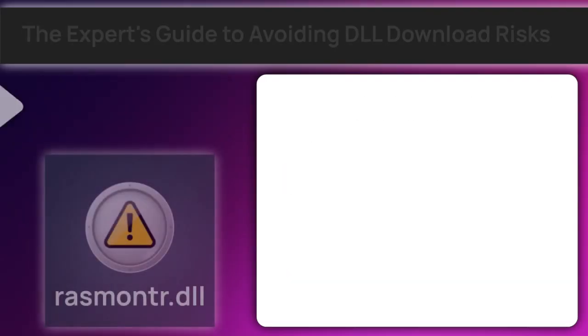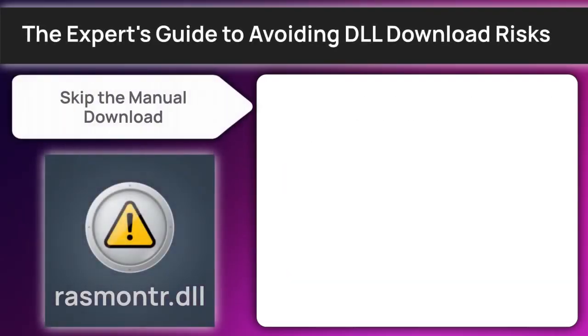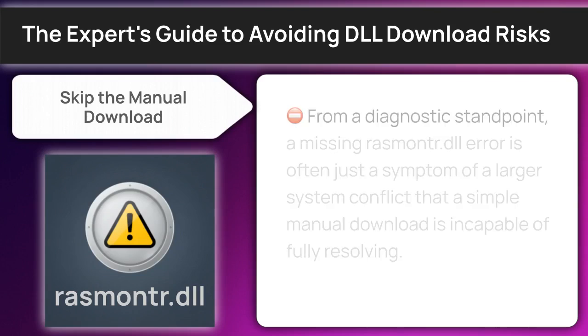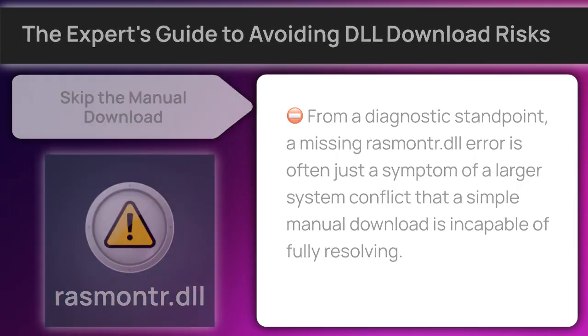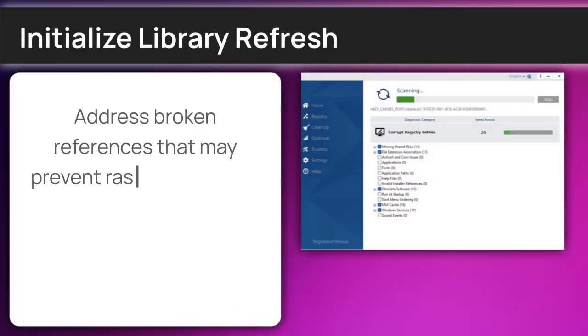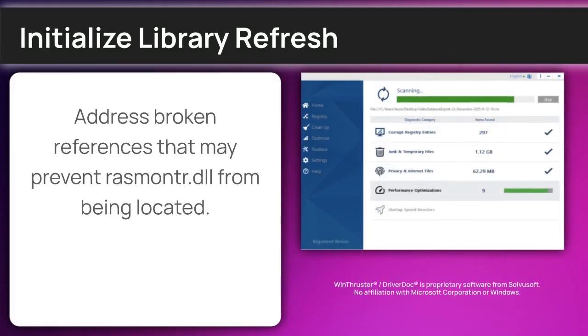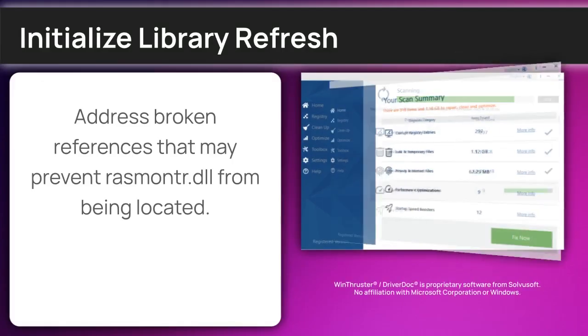Before we finish, let's go over the professional protocol for sourcing essential system libraries. Keep in mind that Rasmontr library DLL must be properly synchronized with the Windows registry. Simply dragging and dropping a file rarely addresses the root cause of the initialization failure. A verified diagnostic utility can help manage the ongoing restoration and health of your system's library ecosystem.